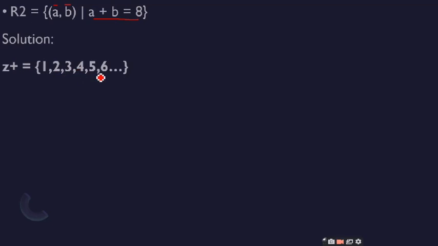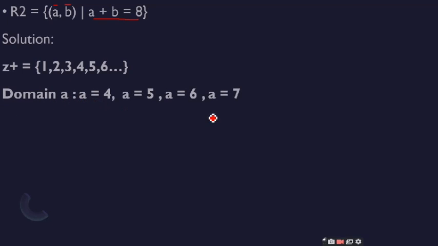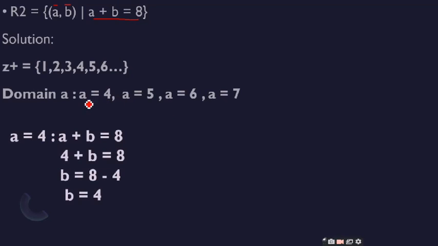Again we have positive integers, so we can take any number from this set as the domain. I have supposed domain A and taken 4 values: A is equal to 4, A is equal to 5, A is equal to 6 and A is equal to 7. Let's find the range with the help of this domain. First we take A is equal to 4, and the equation is A plus B is equal to 8. So 4 plus B is equal to 8. B is equal to 8 minus 4, which is 4. We transpose this 4 to the left hand side and find the value of B.